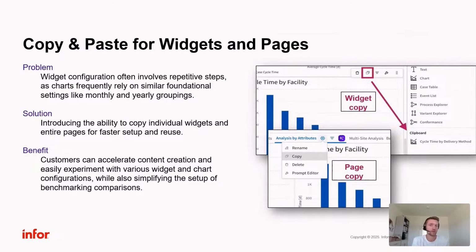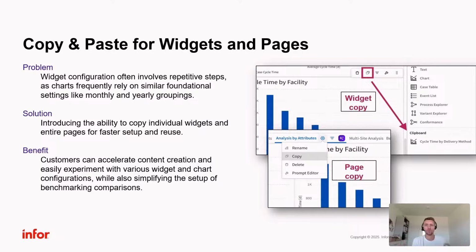So the problem that we were trying to solve here is that widget configuration oftentimes requires repetitive steps, because if you start to group your charts by, for example, the year or the month, you would probably do that for all the other charts in that page or that insight as well. So it's repetitive, and before this release, you would need to set these up manually all the time. So bring in a new chart, build the full configuration.